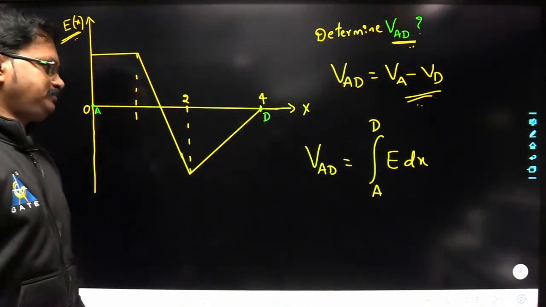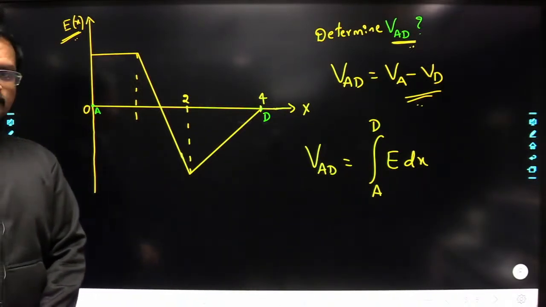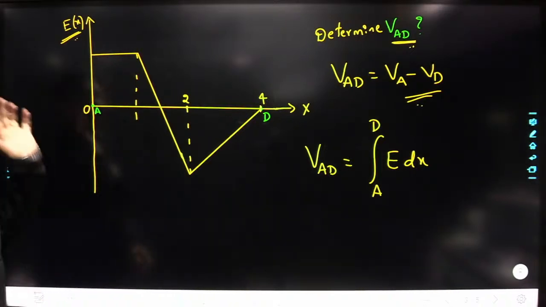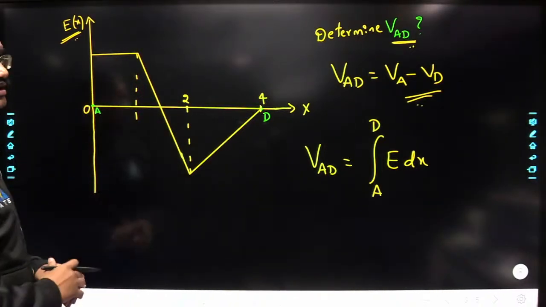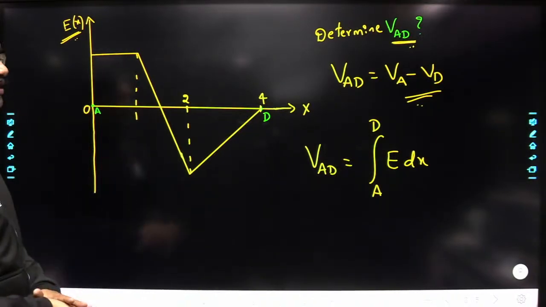Now see here, integration is nothing but the area under the curve. So you have to determine the area under the curve here. That's it. Understood? So how can I determine the area under the curve?